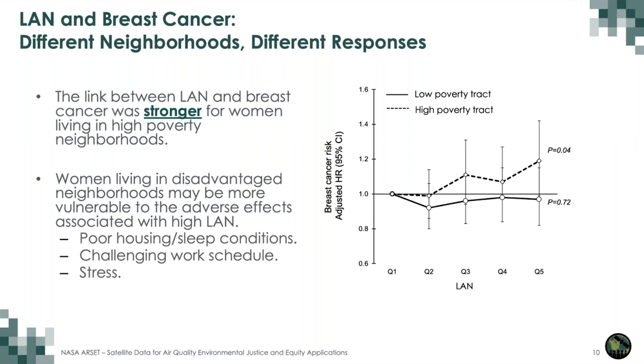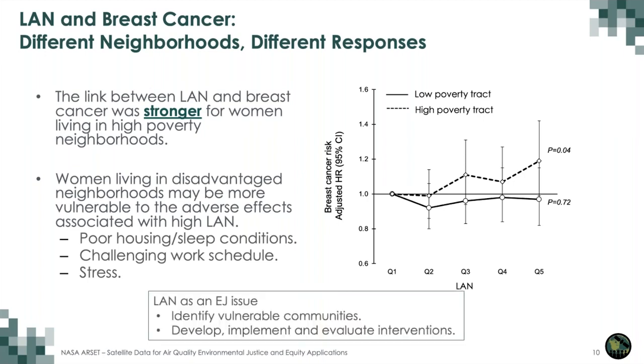And we divided our analysis in this large US cohort by poverty rate at the tract level. And here you can see the solid line represents the tracts with a low poverty rate, so more affluent tracts, and the dashed line represents high poverty areas. And when you look at the relationship between light at night and breast cancer risk, you really don't see any relationship among those more affluent tracts. But you did see this positive relationship where light at night is associated with higher risk for breast cancer among women who lived in high poverty areas. And we speculated that this higher response to light at night among those women from poor communities could be due to a number of factors, including poor housing or sleep conditions, their challenging work schedule, just general higher levels of stress, all of which may exacerbate the adverse effects of light at night on breast cancer risk.